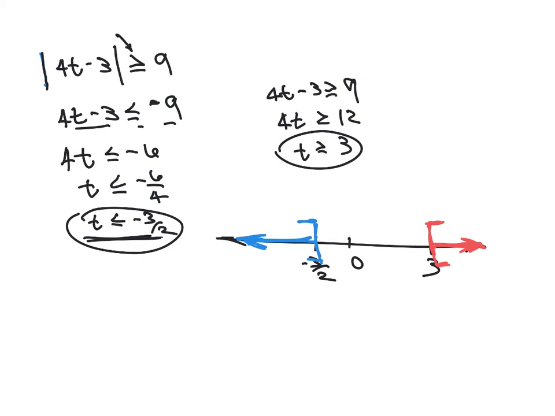So that's it for 2.7a, and we'll do a shorter 2.7b.